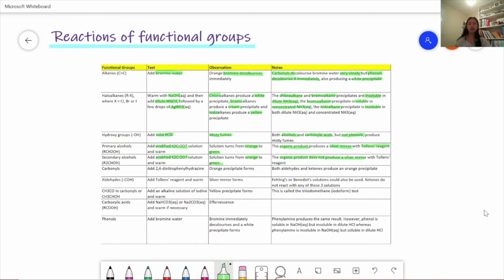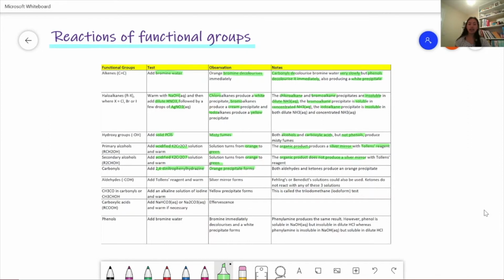And this is because secondary alcohols are oxidized to ketones, but ketones can't be oxidized any further. And so we won't get this silver mirror. Then for carbonyls, what we do is add 2,4-dinitrophenylhydrazine, and an orange precipitate should form. And both aldehydes and ketones will produce an orange precipitate.